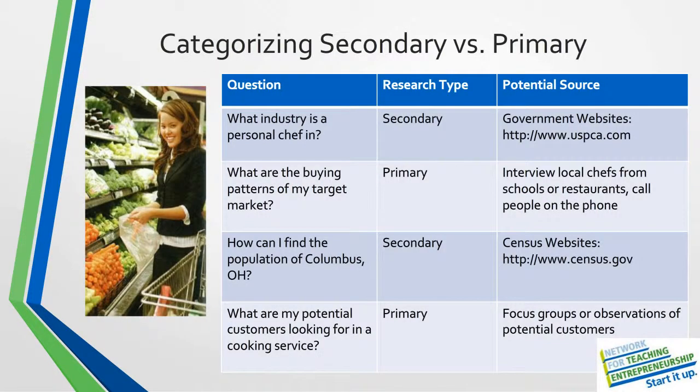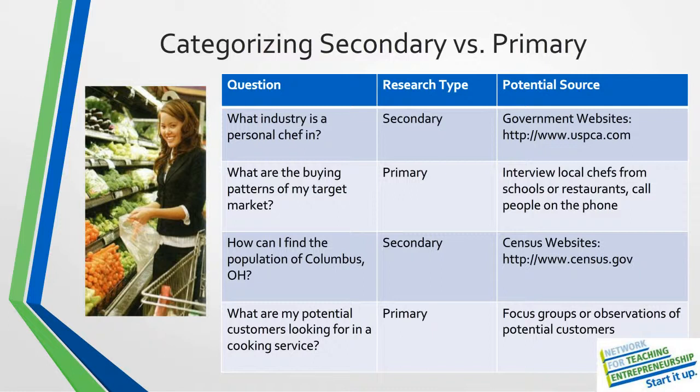Let's return to Ava's questions that she's looking to answer through her market research. By understanding the difference between secondary and primary research, she can not only categorize her research questions, she can also easily put together a plan for potential resources for her research. For example, the first and third question are found through secondary research because the data is readily accessible through government websites. For the second and fourth questions, direct questioning of potential customers is required, so those would be answered through primary research.